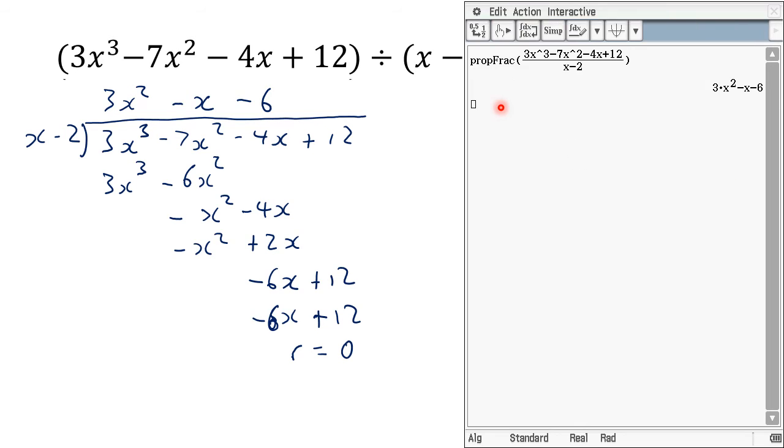And then what you do is you get this propFrac, you set up a fraction. I don't think I actually need to close that last bracket, but you can see we've got the 3x cubed. I've done it as 3x hat 3, that little hat symbol, which is shift 6, minus 7x squared, so minus 7x hat 2, minus 4x, there it is, plus 12, there we go. And then on the bottom, you put the divisor, which is x minus 2, to get your quotient, fancy word for the day. Quotient is the result of a division.